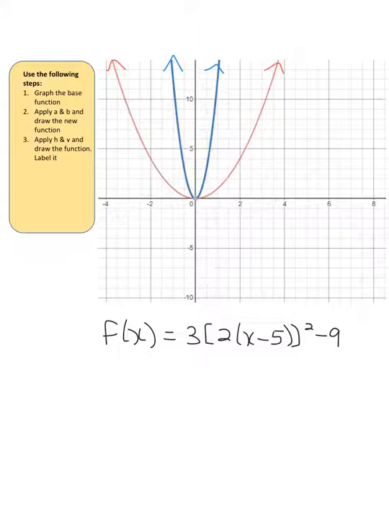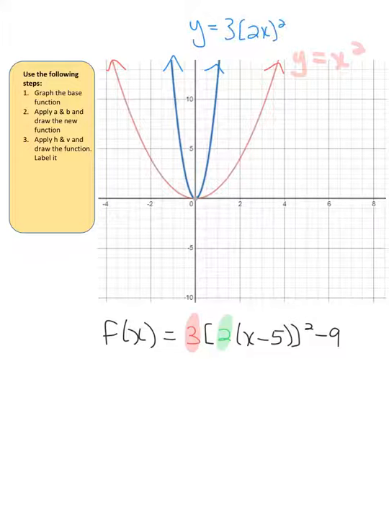In step 2, what we do is we apply the a and b transformations. So we're going to apply the 3 for a, and we're going to apply the 2, which is our b value. So I had Desmos do this for me, just so it would be easier and hopefully more clear to follow on the video, but I will explain how Desmos got this new graph. So the red graph was my base function, y = x squared, and then this blue graph is when I applied the 3 and the 2. So the equation of that would be y = 3(2x) squared.